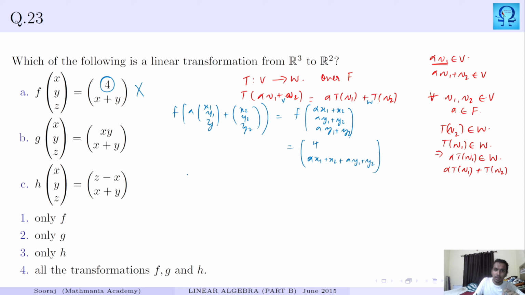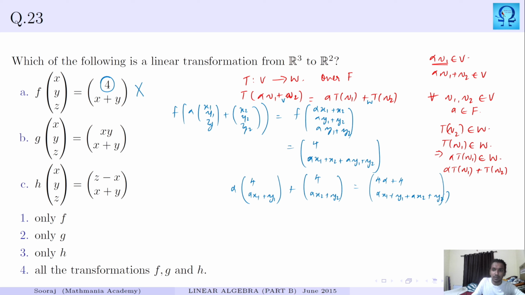So this is what you are going to get. Now do this calculation separately. Alpha times T of v1, that is this one. So this is going to give you 4 times of alpha x1 plus y1, right? Plus 4 times of alpha x2 plus y2. When you add these things, what are you going to get? You will get 4 alpha plus 4 upon alpha x1 plus y1 plus alpha x2 plus y2. These two will be equal only when alpha is equal to 4.